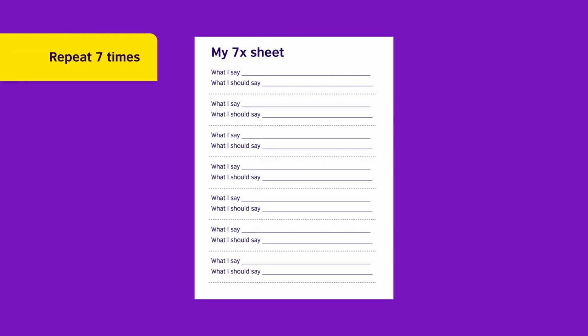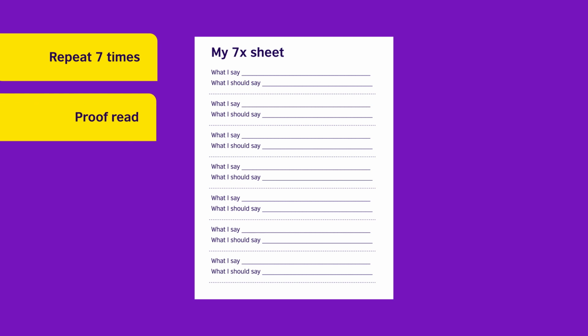My 7-time sheet. Create a template for your students to help them with their errors. Write what I say, what I should say. Repeat this 7 times, leaving enough space for their entries. You might like to start your class off with some common errors you've noted before asking them to add their own. They can use the sheet when writing as a checklist for proofreading. This will ensure they haven't made any of their usual favorite repeated errors.